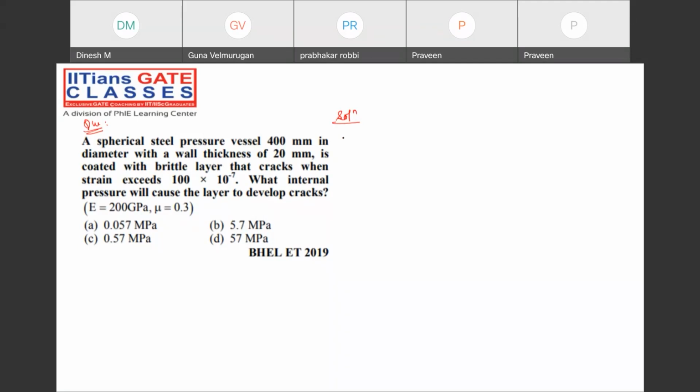Now, see the solution, guys. It's a very easy question. They gave the material and strain value, not volumetric strain, it's a strain value. When they mention only strain, hoop strain or longitudinal strain, both are the same thing. And that is equal to what? PD divided by 4tE into (1 minus mu), right?